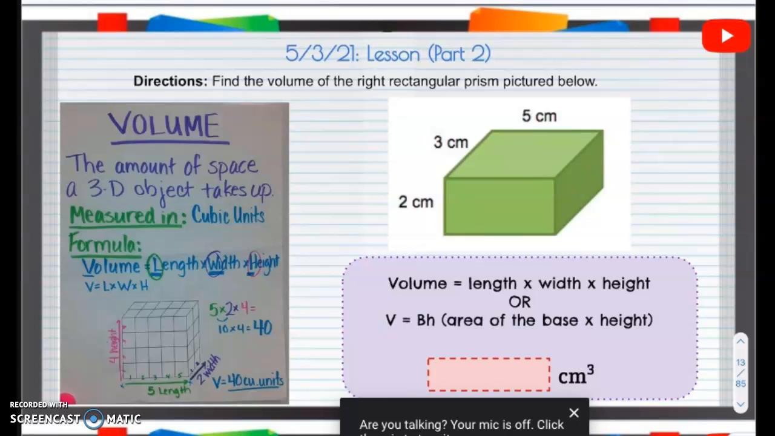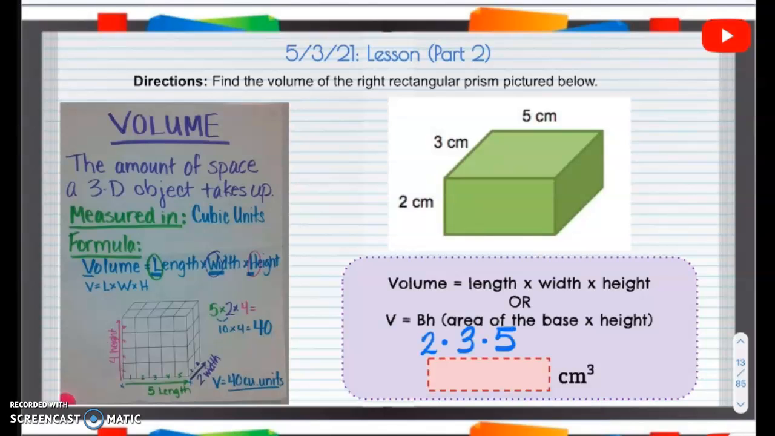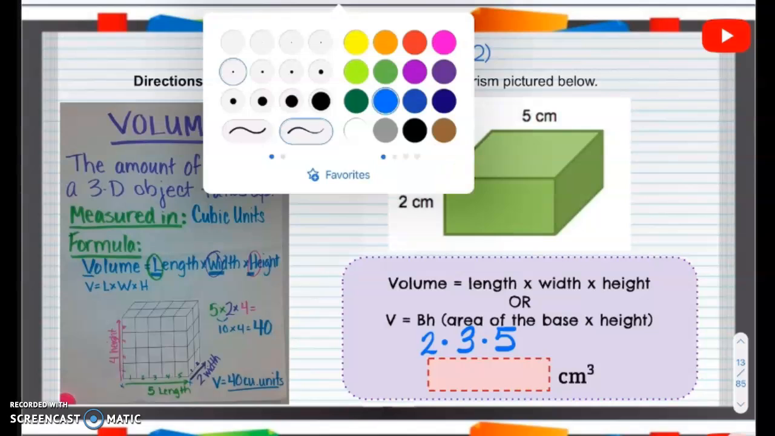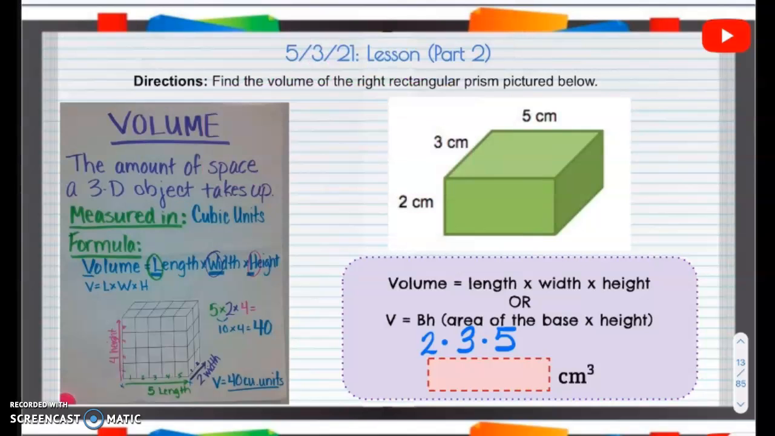So in this case, you have 2 times 3 times 5. Let's do it here. So we have 2 times 3 times 5. I know 2 times 3 is going to be 6. And then I know 6 times 5, because we didn't use that 5 yet. 6 times 5 is going to be 30. So it is 30 centimeters squared. So all you have to put is that 30 there. Let's go ahead to that next one.